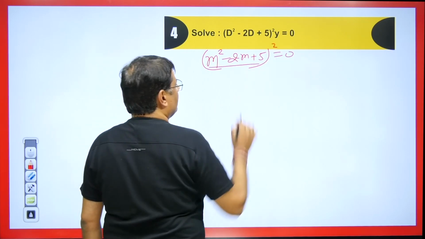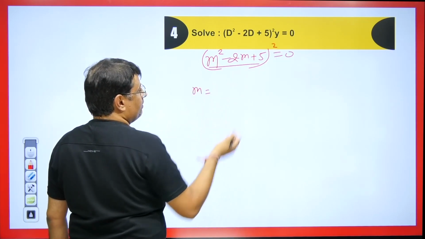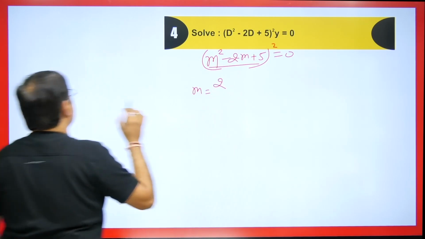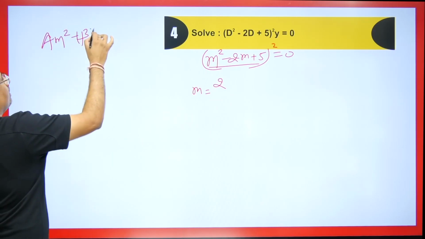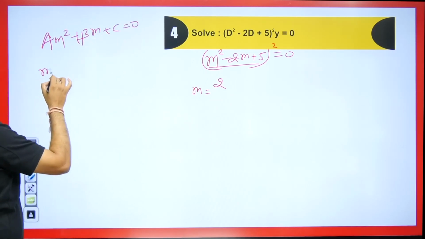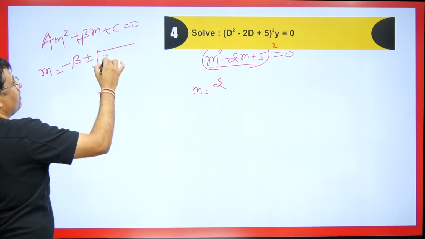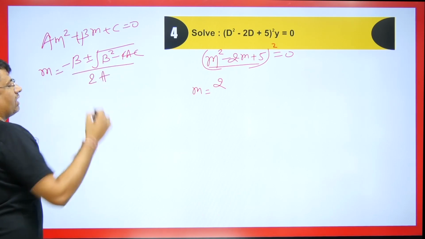Now we will find the roots. Clear? We know how to find the value of m, minus b plus minus, because we are not getting the factors directly here. Students, when we are given any equation like am square plus bm plus c equals 0, what will we obtain as the value of m? We know it will be minus b plus minus root of b square minus 4ac upon 2a. We will use the formula.